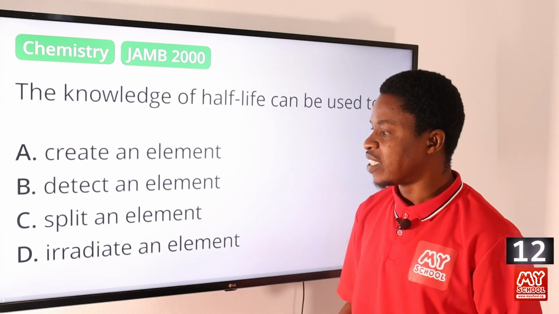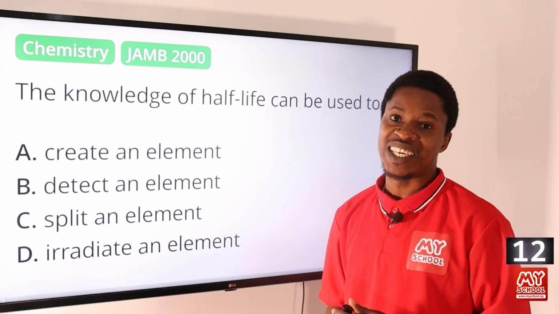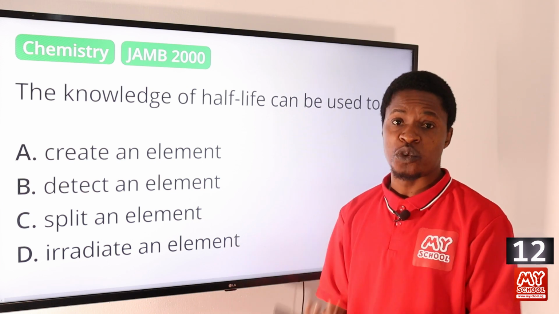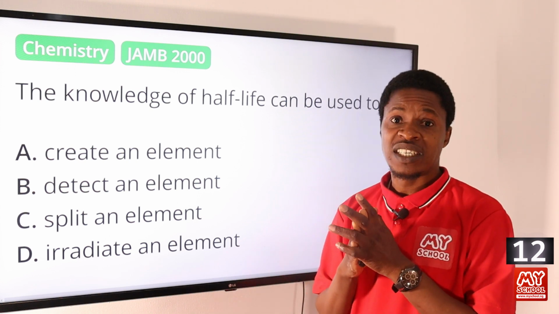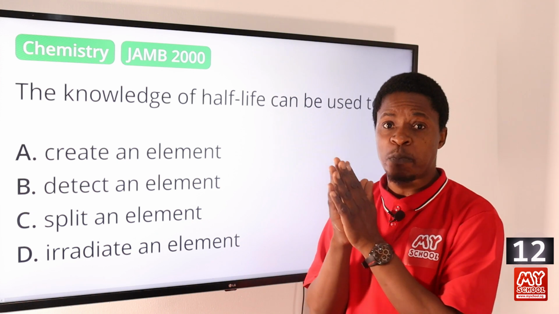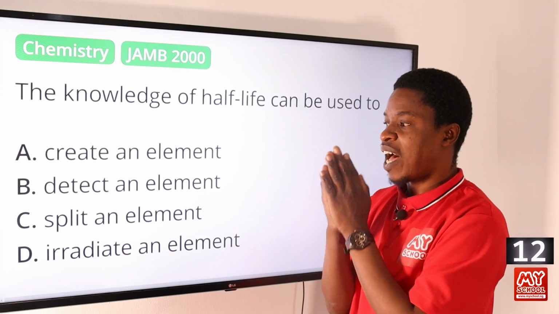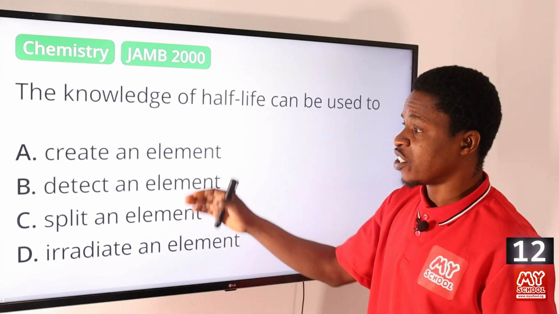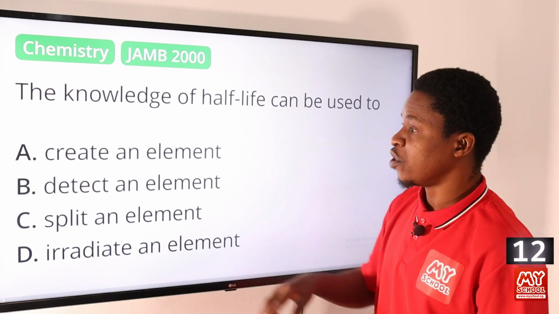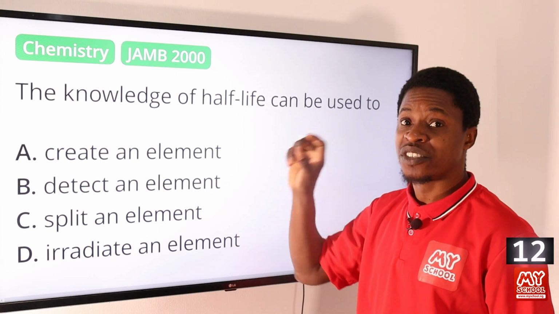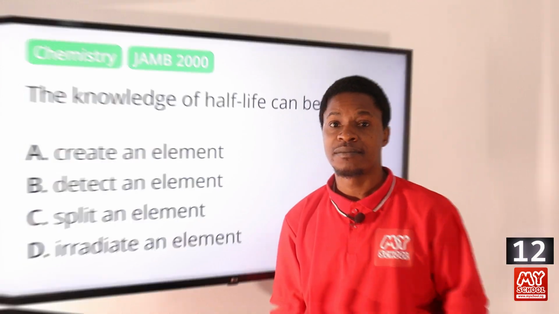Option C says split an element. No, half-life will not help us split an element. It is either nuclear fusion or fission. With nuclear fission, a bigger nucleus of an element will split to form several smaller ones. That will help us, not half-life. And the last one is irradiate an element. So among these options, the correct answer is option B. The knowledge of half-life can be used to detect an element because the half-life of each element is actually specific.